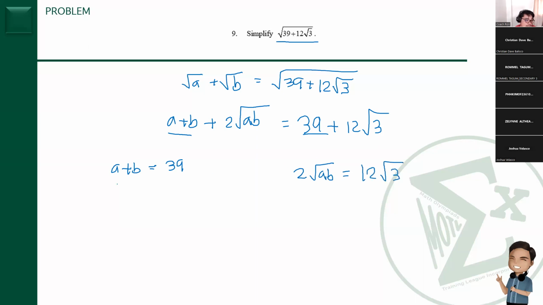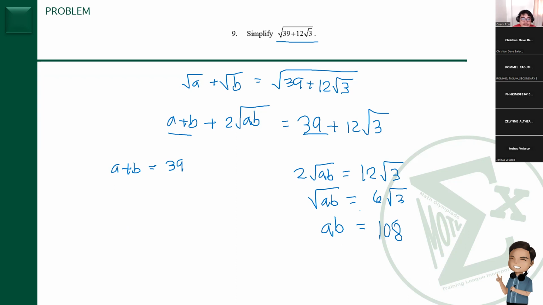So I'm gonna simplify the right side. The left side is okay. A plus b is equal to 39. Simplifying the right side, square root of ab is gonna be 6 square root of 3. So I'm gonna square everything, right? ab is what? 6 square root of 3 squared, that's 36 times 3, 108.